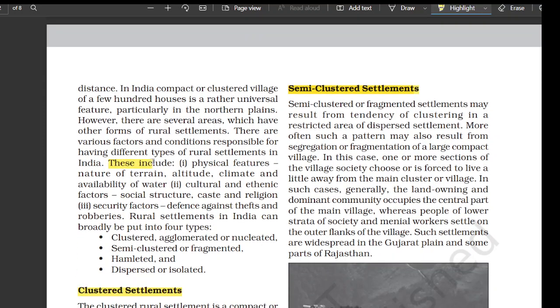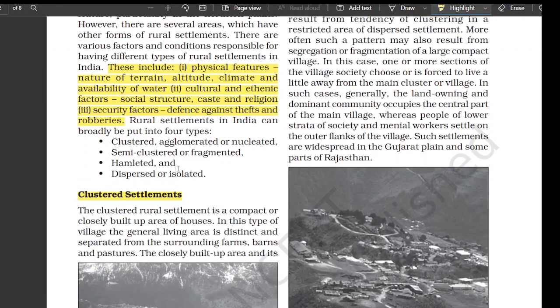These include physical features, like nature of terrain, altitude, climate, and availability of water. Second is cultural and ethnic factors, that is social structure, caste, and religion. And the third is security factors, defense against thefts and robberies. For example, rural settlements in India can broadly be put into four types: clustered, agglomerated, or nucleated. Second is semi clustered or fragmented. The third is hamleted, and the fourth is dispersed or isolated.